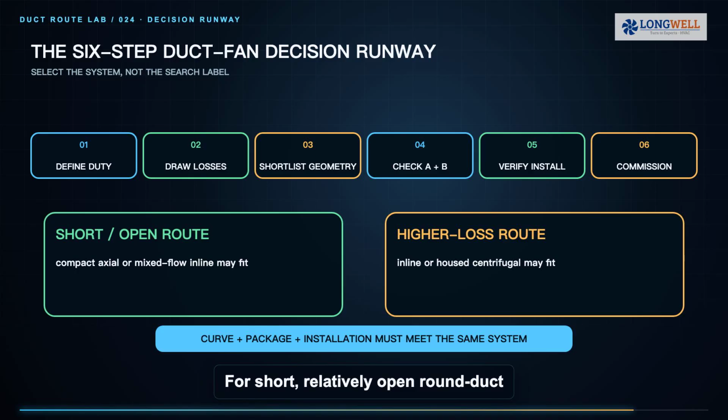For short, relatively open round duct routes, a compact axial or mixed flow inline package may be the cleanest answer. For higher resistance routes, demanding filtration or a geometry that favors a centrifugal package, an inline or housed centrifugal fan may be stronger. The correct choice is not inline versus centrifugal. It is the fan curve, package, and installation that meet the same real system.